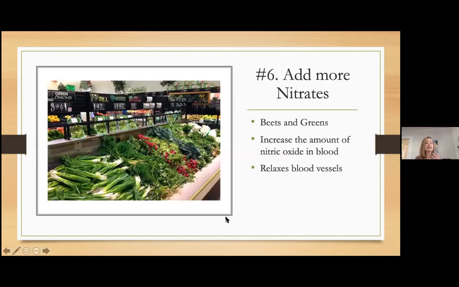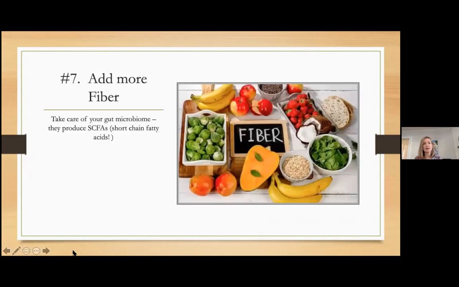Number 6, add in some leafy greens and beets, and these contain nitrates. And they increase the amount of nitric oxide, which is made from the nitrates that you get in leafy greens and beets. And this nitric oxide is a gas that actually helps to relax your blood vessels and helps lower blood pressure, and is very good for that endothelium, that really thin layer of cells inside of your arteries.